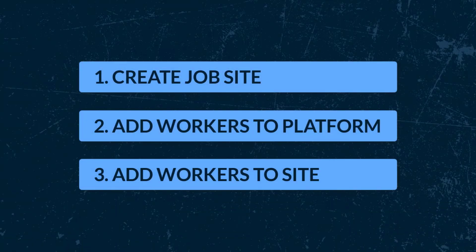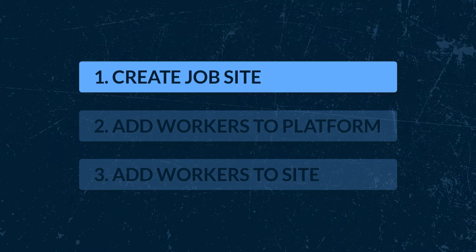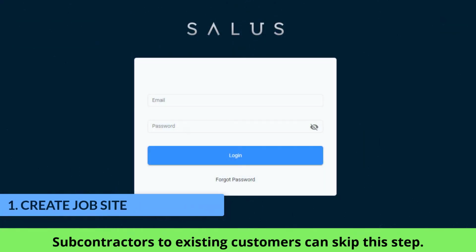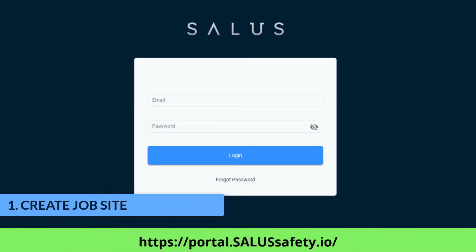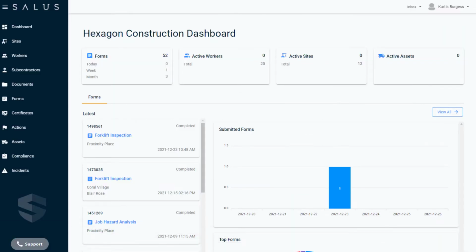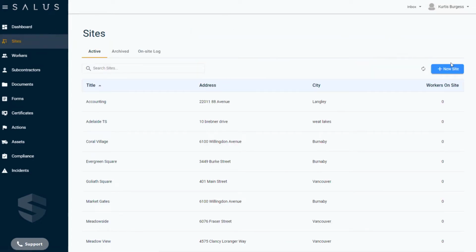To get started, your first action is to create your first job site. However, if you're a subcontractor to an existing customer, you should already have access to at least one site and can skip this step. Visit the URL on the screen and use your SALUS login to access SALUS Desktop. Navigate to the main menu and click Sites.